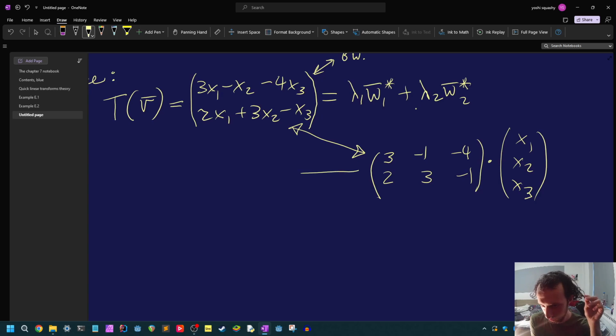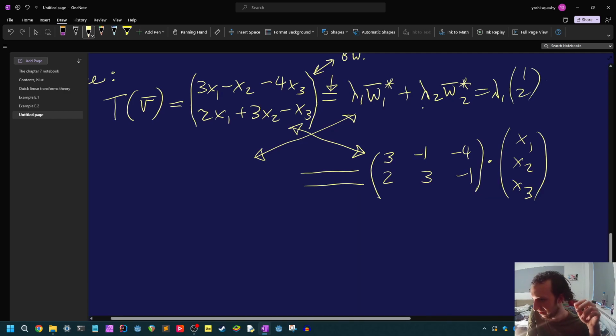But what's this equal to? Well, given this equality is true, we can look at this equality here. We know what W1 star and W2 star are, and I should probably write that just to be really clear on what the heck's going on here.